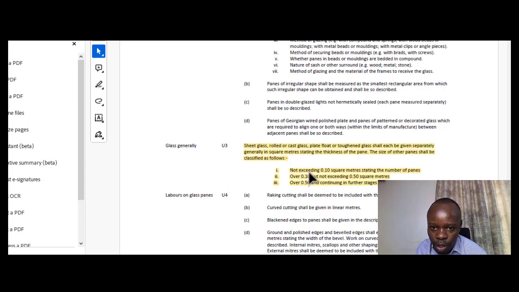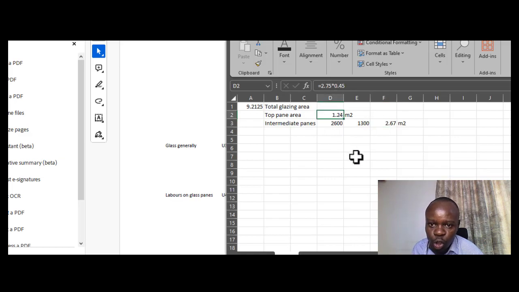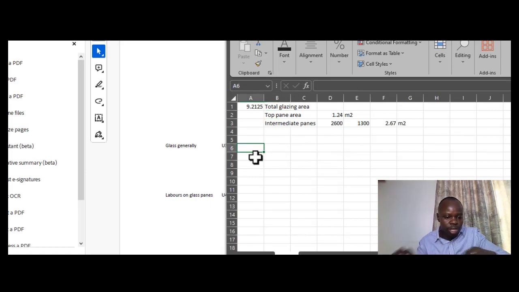So the other one, you can see there is a particular area that we have. Let's just see the areas that we've calculated. So one is 1.24 square meters. Okay, that is the size of one. And then the other intermediate panes are 2.67. So we are going to have the first category in terms of the area. The first category, what is it going to be? So you give the total area. So just talk about category 1.